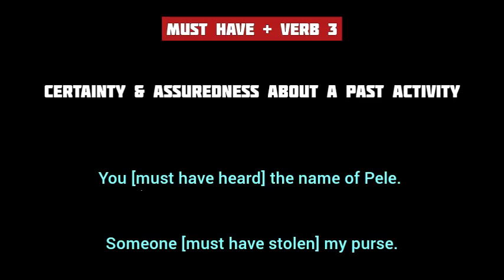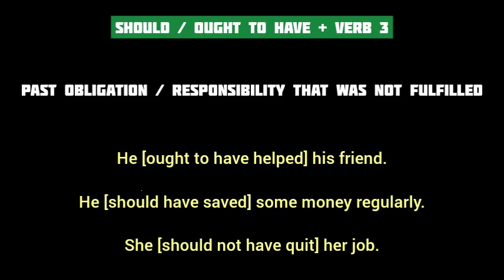And then we have the past modal must have, which expresses certainty or assuredness about a past activity. Assuredness means feeling sure about the happening of some event or activity in the past. For example, you must have heard the name of Pele. Here the speaker feels certain that the listener has heard the name of Pele. The second example, someone must have stolen my purse, shows that the speaker feels certain that someone has definitely stolen his purse.